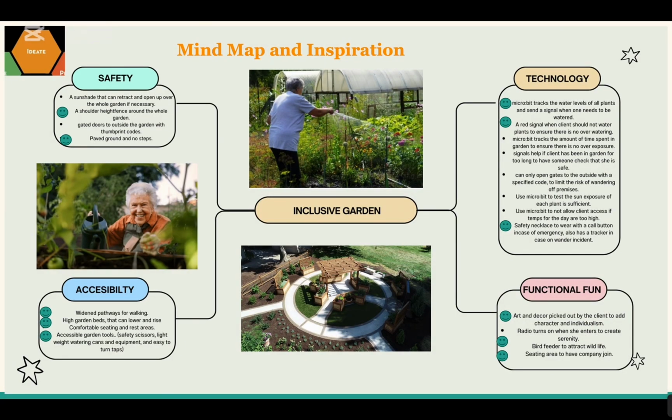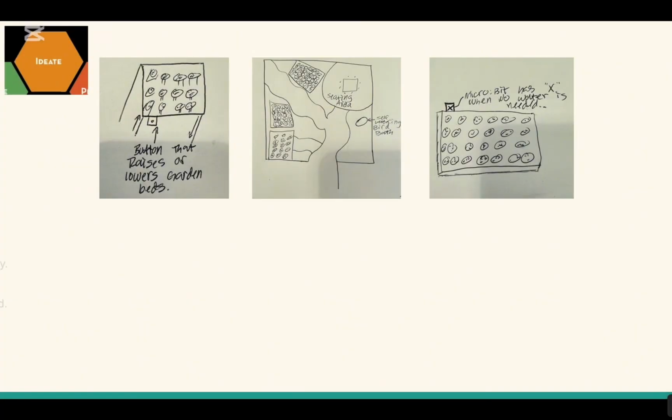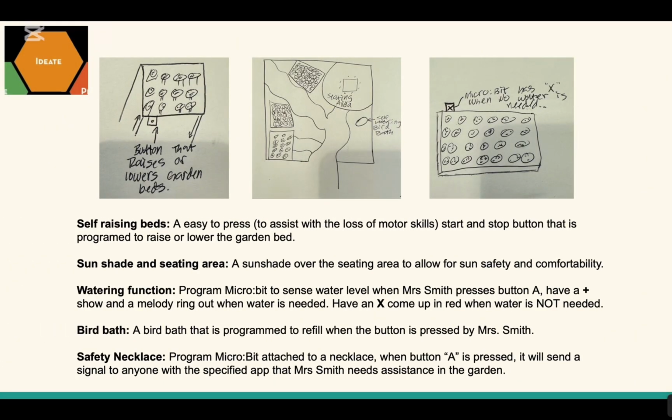The mind map helps outline all the plans that go into her inclusive garden, and you can see a smiley face on the ideas that I would like to see move forward throughout the process. These 5 ideas, I believe, are necessary in creating an inclusive garden for Ms. Smith.